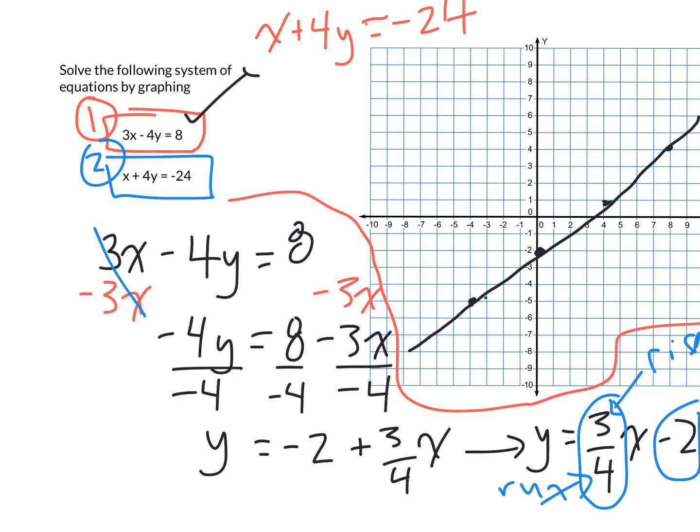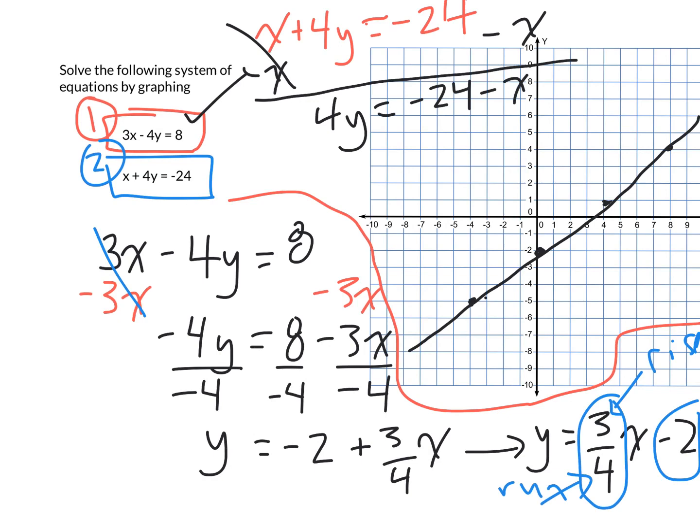So we're going to subtract x, and these cancel out. 4y equals negative 24 minus x. Divide by 4. Y equals negative 24 divided by 4, which is negative 6, minus x over 4. And in y equals mx plus b form, that gets us to y equals negative x over 4 minus 6. Whew, so that's a mess.